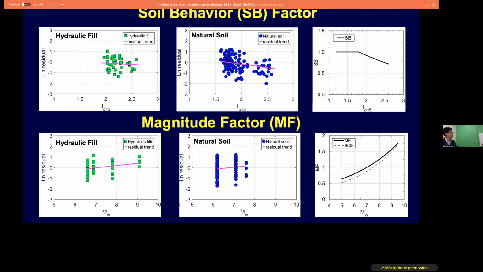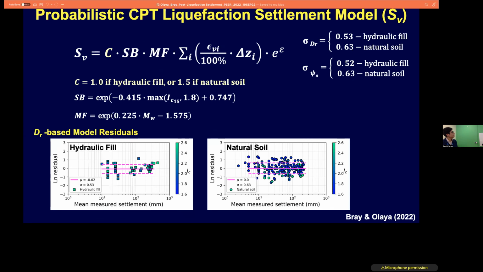We also saw an effect of the magnitude of the earthquake. Our interpretation of this effect, which you can see here in the trends in the data, is that the additional cycles of earthquake loading after initial liquefaction produce more settlement. That's something that wasn't captured before. So we are including this magnitude factor in that form. So our final model is this equation up here.